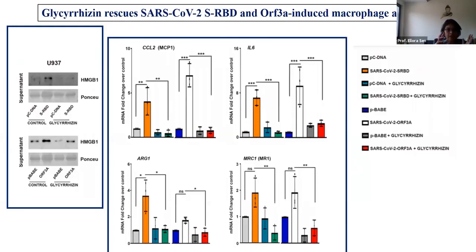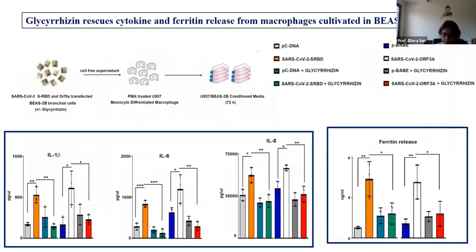So once again, when you take the supernatant from the lung cells overexpressing the viral protein, you get a high expression of HMGB1 and IL-1 cytokine, and when you treat with the HMGB1 inhibitor, there is a decrease in the expression of HMGB1 and the other cytokines. So glycyrrhizin, an HMGB1 inhibitor, reduces viral protein-induced macrophage activation.